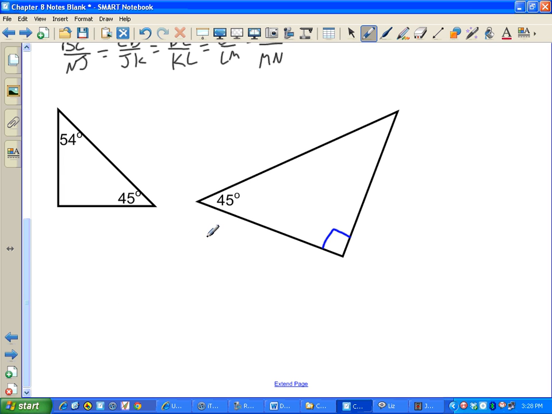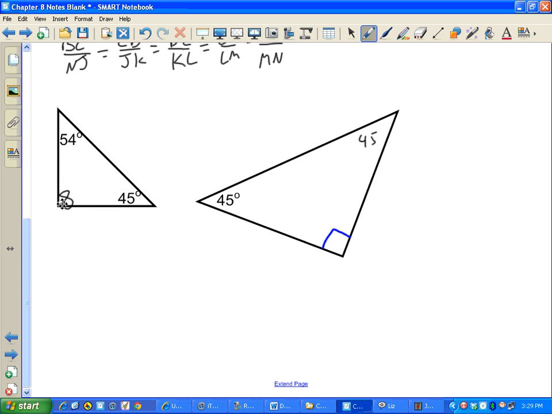Now, are these triangles similar? That's what we need to ask ourselves. Well, in order to be similar, I need all the angles to be the same. I have one angle that's definitely the same, 45 and 45. This one's 90. That's going to make this one be 45 also. These two add up to something that isn't 90. These would add up to 99, which would leave 81 for this, which is not a right angle.